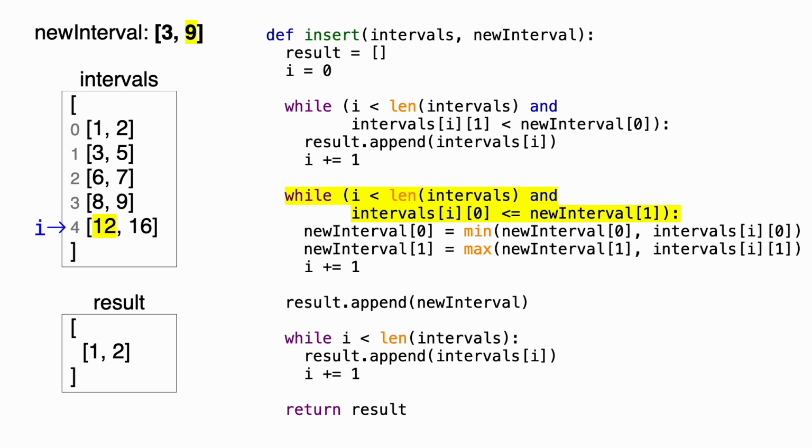Now when we check the last interval, we see that its starting value, 12, is greater than the end of our new merged interval, which is 9. That means that there are no more overlapping intervals, so we can finally break out of this loop and append our new merged interval, 3, 9, to the result. The only thing left to do is to just append the rest of the intervals given, since we know that there are no more overlaps. So let's append 12, 16 to our result and increment i. i now equals 5, which is out of bounds, so we finished appending all the intervals. All that's left to do is return result, and we're done.